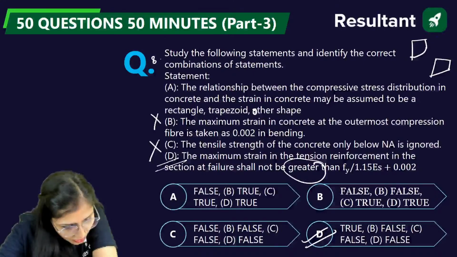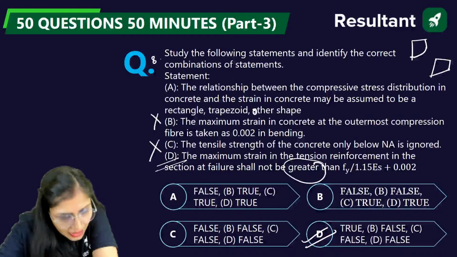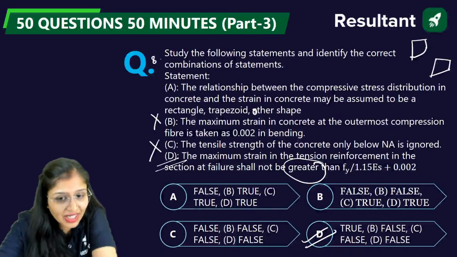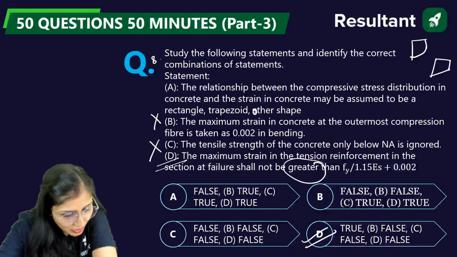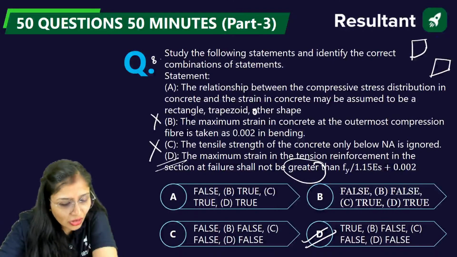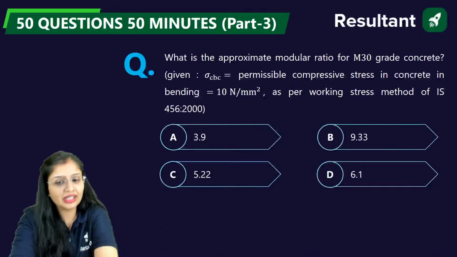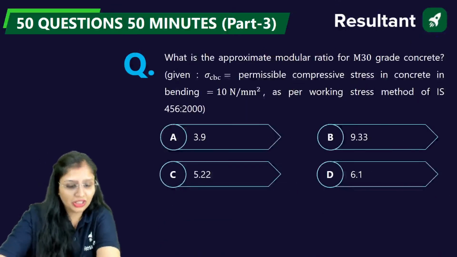What are you saying? The maximum strain in the tension reinforcement in the section at failure shall not be greater than, it says. So it will be shall not be less than. That is the only thing. It will not be greater. Okay. Question number 9.